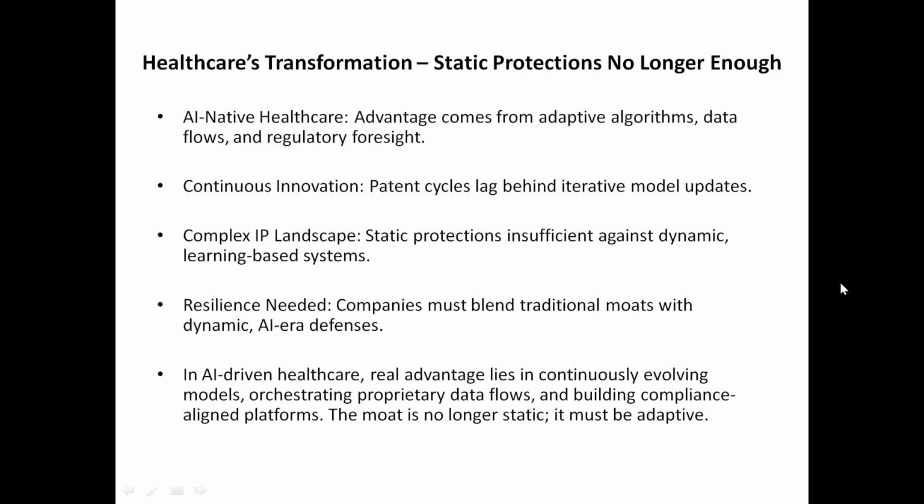And continuous innovation means that patent cycles lag behind iterative model updates and a complex IP landscape, right? So static protections struggle against dynamic learning-based systems, and resilience is needed, right? So companies must blend traditional moats with dynamic AI-era defenses, right? So in AI-driven healthcare, yesterday actually I finished my 6-week course at Johns Hopkins about AI in healthcare, right?